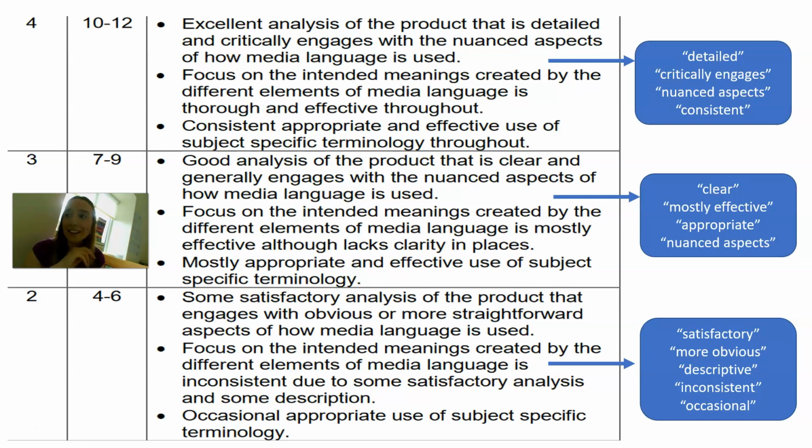The top band is excellent analysis, and I've picked out these words: detailed. So you're giving lots of reasons why, you're explaining yourself all the way through. Critical engagement means you're looking at multiple interpretations of something. You're saying, well, it could suggest this or this or this. You're looking at it with a critical eye, not just, oh, yellow means happy, therefore the artist is happy. You're saying, well, there's an interesting range of possibilities with yellow, and you're negotiating with it. Nuanced aspects, again, links to that. And then consistent use of media terminology, and effective explanation.